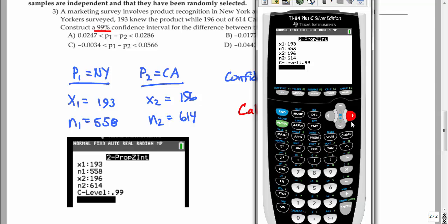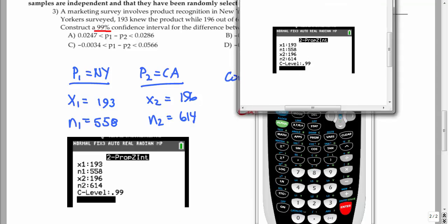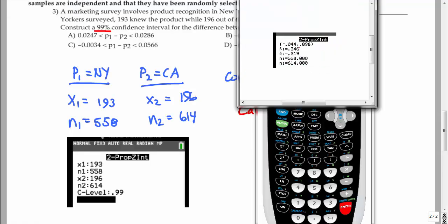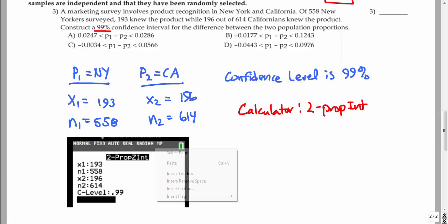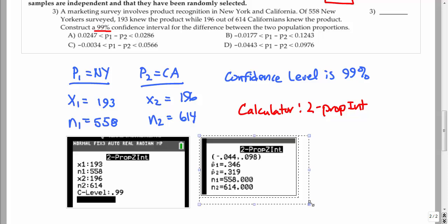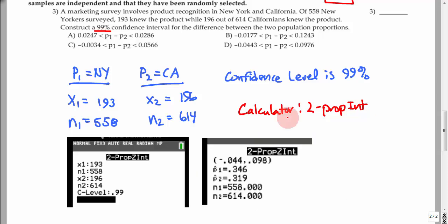Okay, and then there's our confidence interval. Now, your calculator might show more digits than mine. It seems like mine's rounding everything to 3 places. And if they don't show to the correct number of places, just remember to round correctly. So this is my confidence interval. So this is what I want to try and match up here. So negative 0.044 and 0.098, and that rounds to letter D. This is the closest values here to that confidence interval.